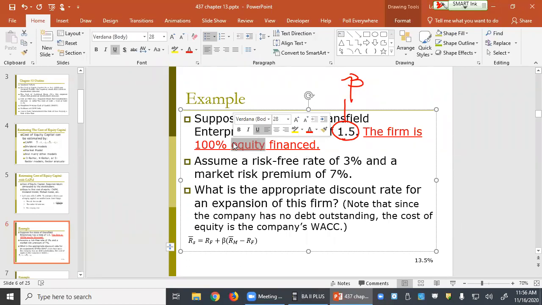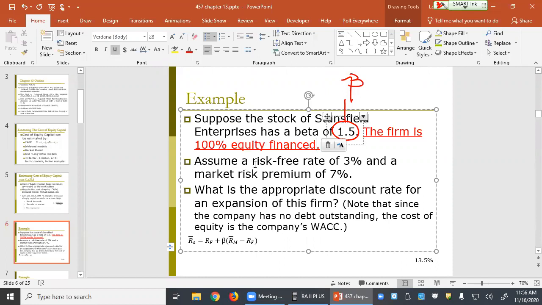That tells us that once you find what the cost of equity is, that's also the cost of capital for your corporation. Since there's no cost of debt, there's no cost of preferred stock that we need to worry about because those assets don't exist. When the company is a 100% equity financed company, it only has common stock outstanding, with no preferred stock and no debt.